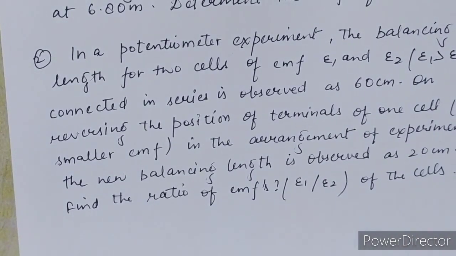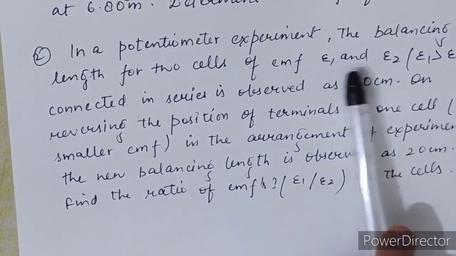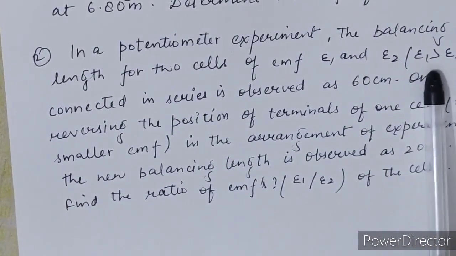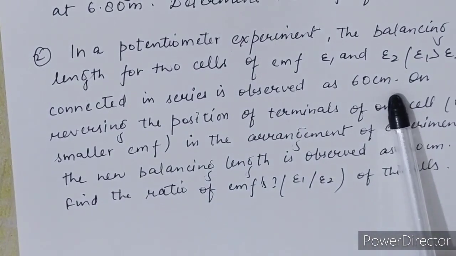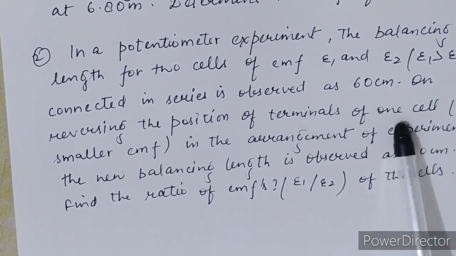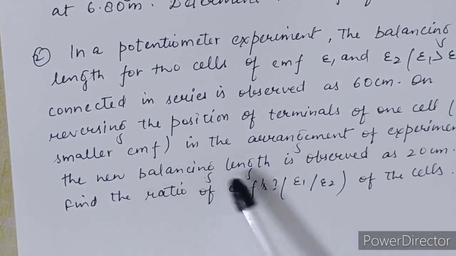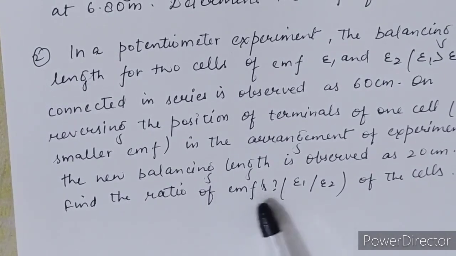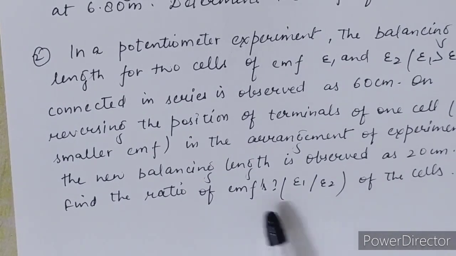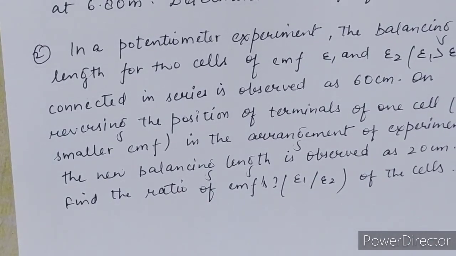Okay, so in a potentiometer experiment, the balancing length of two cells of EMF E1 and E2, with the condition E1 is greater than E2, connected in series is observed as 60 centimeter. On reversing the terminals of one cell of smaller EMF in the arrangement of the experiment, the new balancing length is observed as 20 centimeter. Find the ratio of EMFs E1 upon E2 of the cells. Okay, so you have to find the ratio of the EMFs. Okay, so this is all about your today's homework.